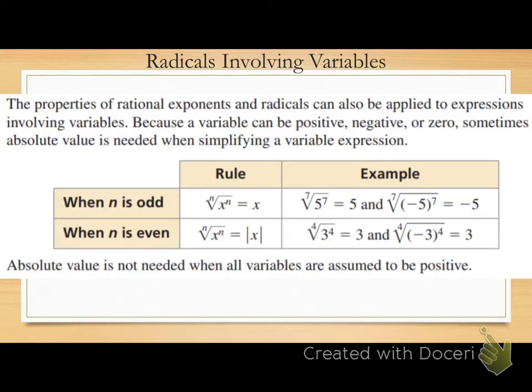So just know that when n is odd, x is positive, it comes out positive. X is negative, it comes out negative. When n is even, x is positive, it comes out positive. X is negative, it comes out positive as well. Once again, the absolute value is not needed when all variables are assumed to be positive. So we're going to assume all our variables are positive today.